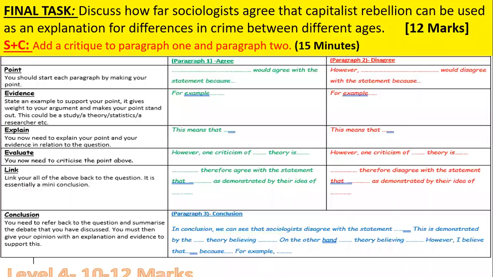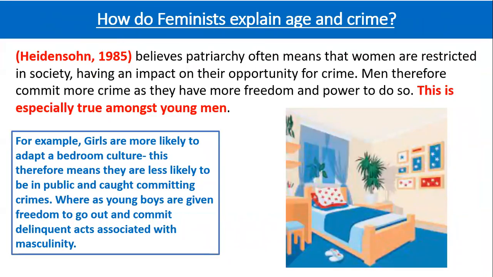And then finally, it's not directly linked to what we're talking about, but Heidensohn believes patriarchy often means that women are restricted in society, having an impact on their opportunity for crime. Men therefore commit more crime as they have more freedom and power to do so. This is especially true amongst young men. So this is technically control theory with things like bedroom culture or glass ceiling, but Heidensohn is suggesting this is predominantly amongst young men. Young women don't have that access. It's young men who do.